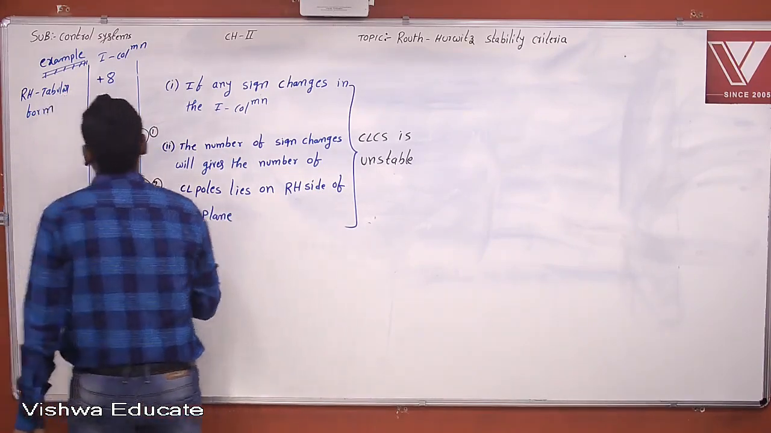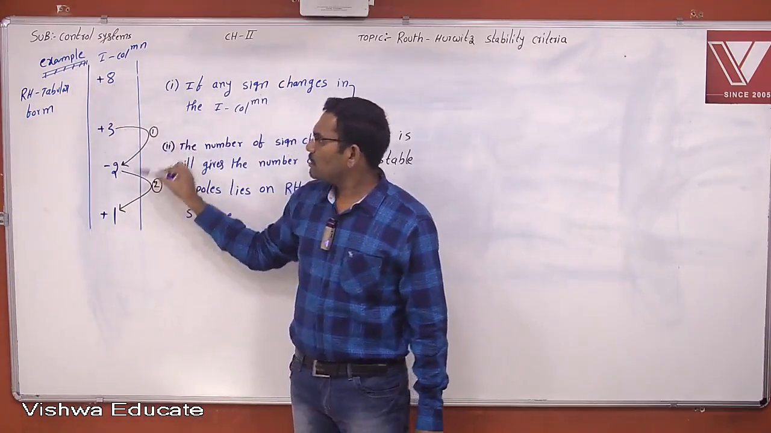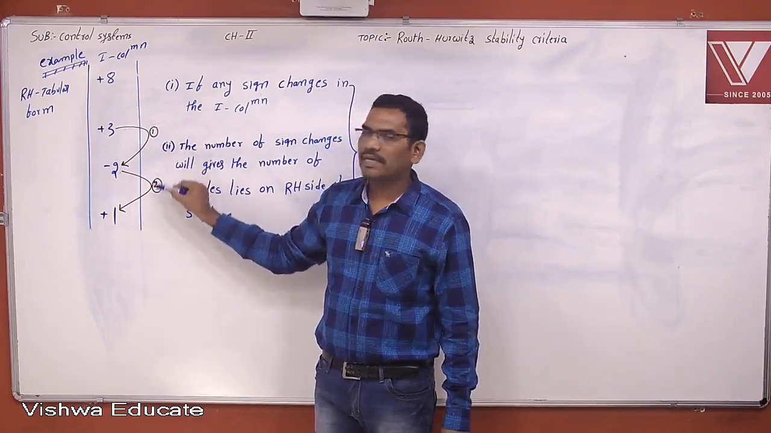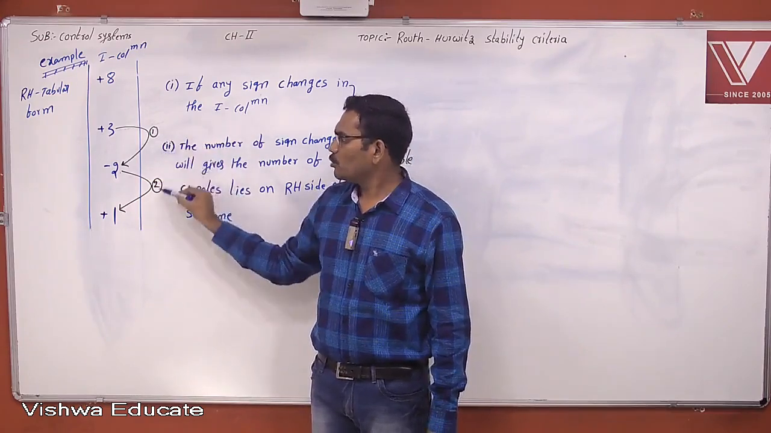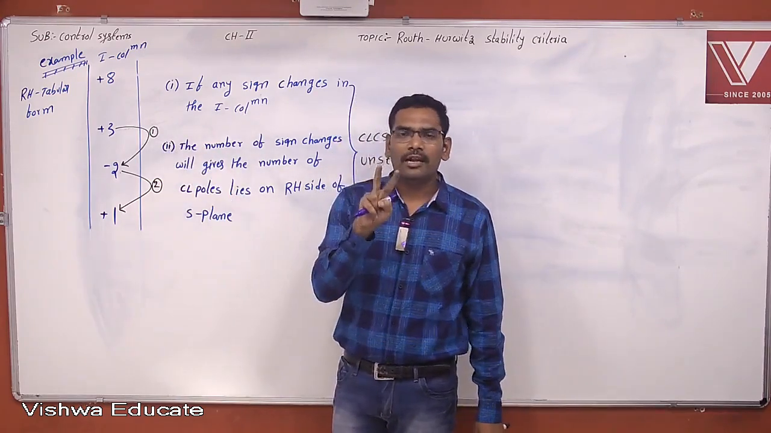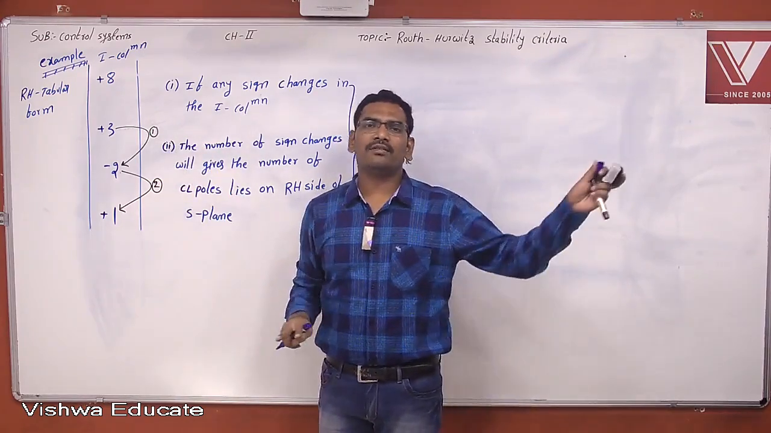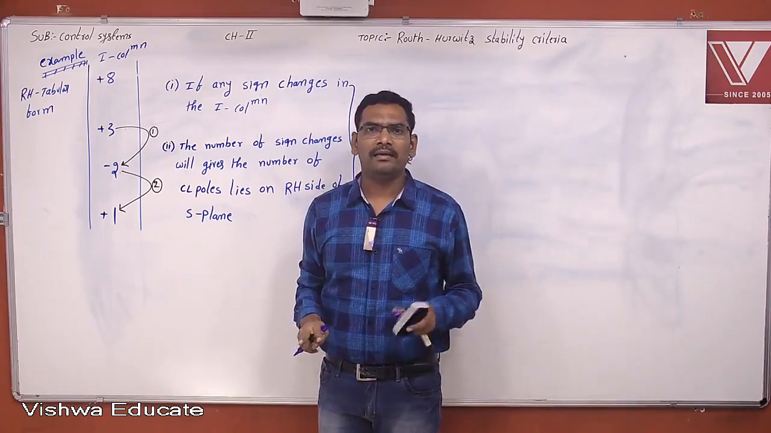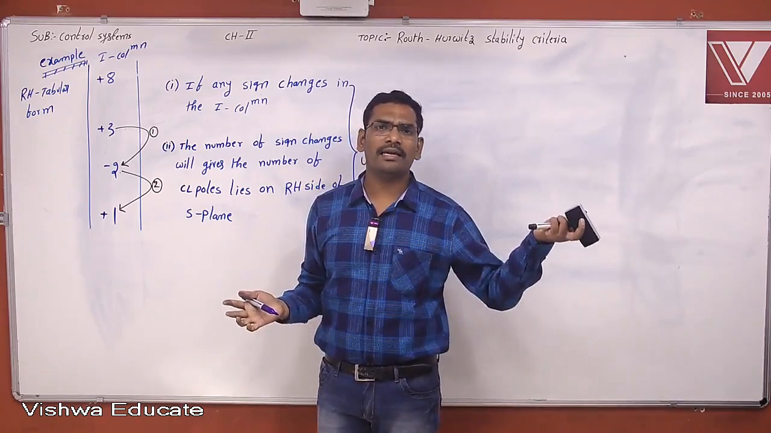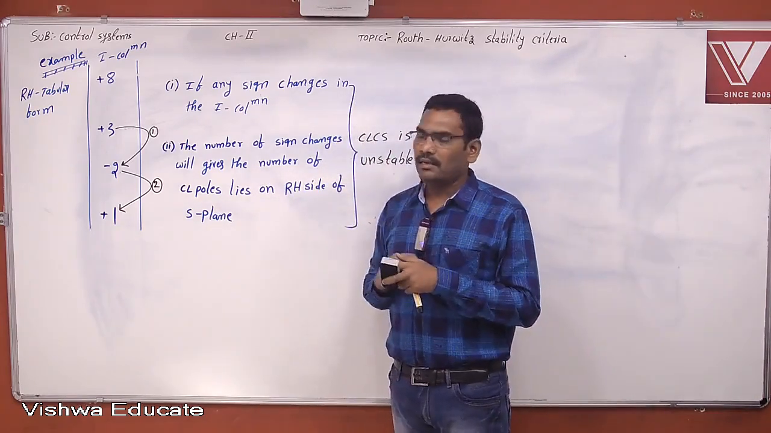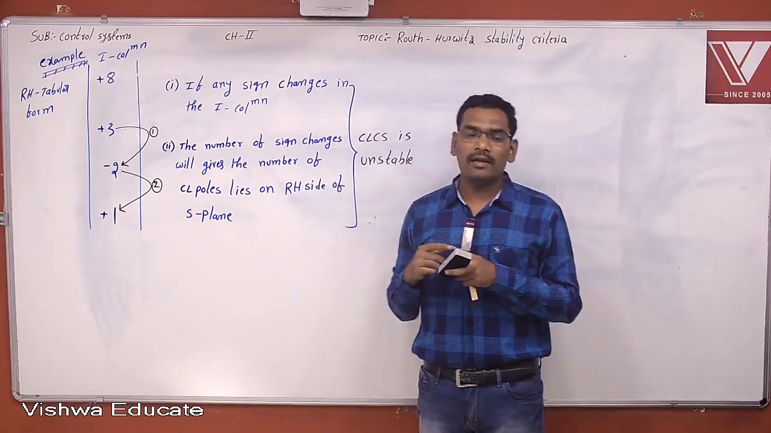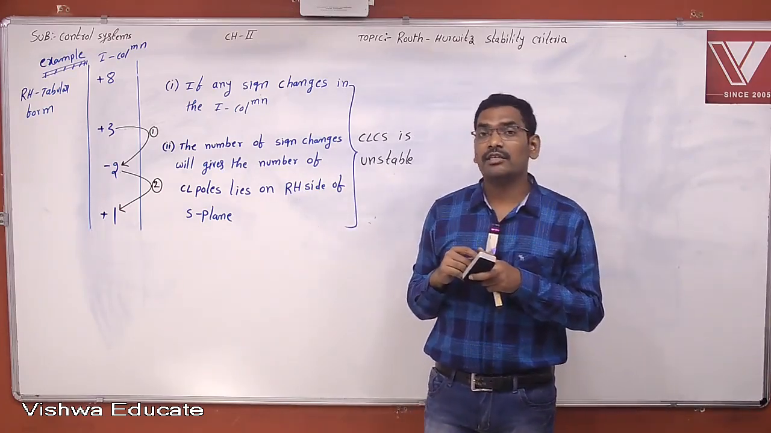Now let us take this example, there are two sign changes. With one sign change, the system is unstable; with two sign changes, therefore there are two closed loop poles which lie on the right hand side of the S plane. If a closed loop pole is on the right hand side, the system is unstable. This is the condition 1 failed. Now ask one more question, sir, condition 2 is failed.